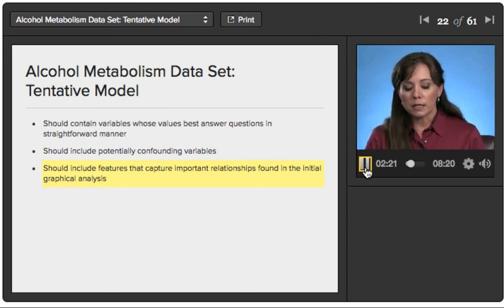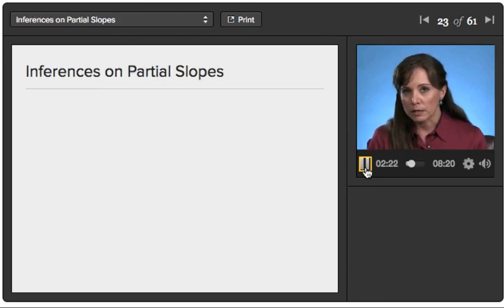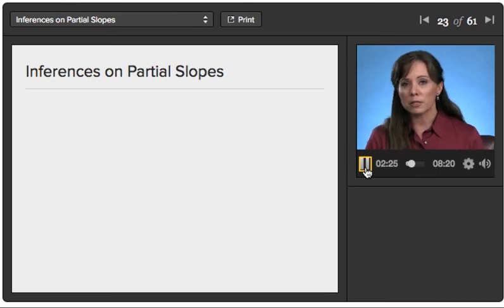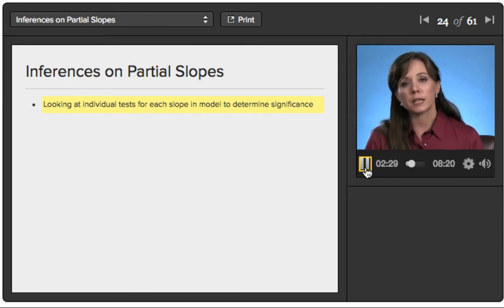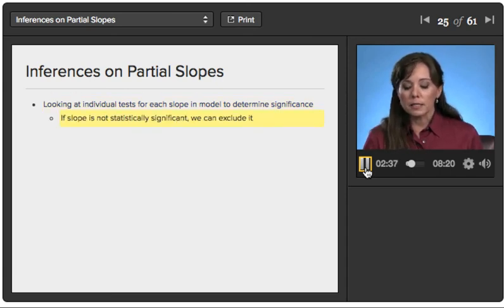Now, one way we can look at this is the inferences on partial slopes. So we've already seen this, and the inferences on partial slopes is just kind of a fancy way of saying, looking at the individual test for each slope in the model. And this will give us an idea of whether or not that particular slope is statistically significant for the model. If it isn't, we can exclude it.